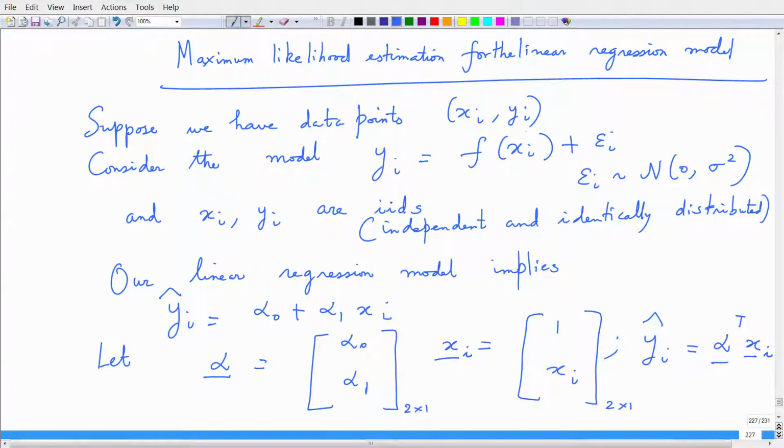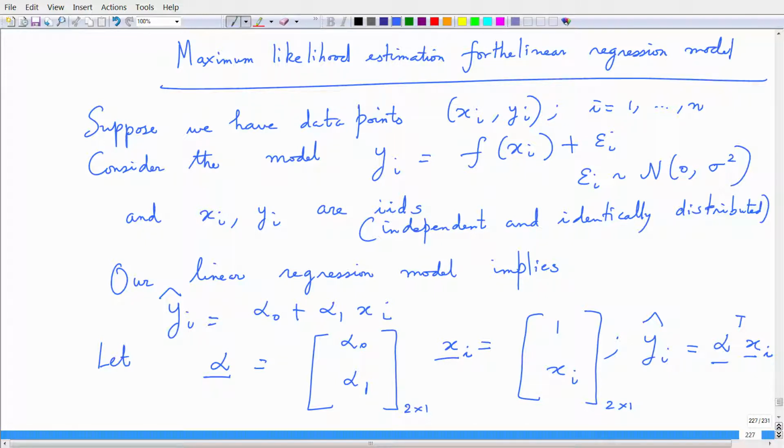We consider data points xi, yi, where i goes from 1 to n. These are our observations. We consider the model yi is f of xi plus epsilon i, where f is the true relationship between xi and yi, and epsilon i, we assume, is normally distributed with 0 mean and variance sigma square. So, all the observation noise samples epsilon i obey this distribution.